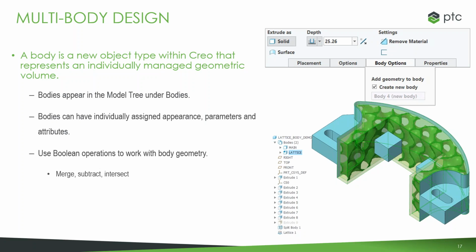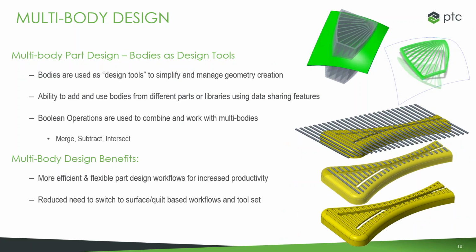Each of those bodies can have all of their own individual appearances, parameters, attributes. And with each of those, we have the different operators for working with that geometry. So merging, subtracting, intersecting. And once you've done what you need to do, you can go ahead and make part files out of any of those bodies. It's a really powerful way to work in a lot of different contexts. If you've never worked with multi-body, it's definitely something that you'll probably want to try out.